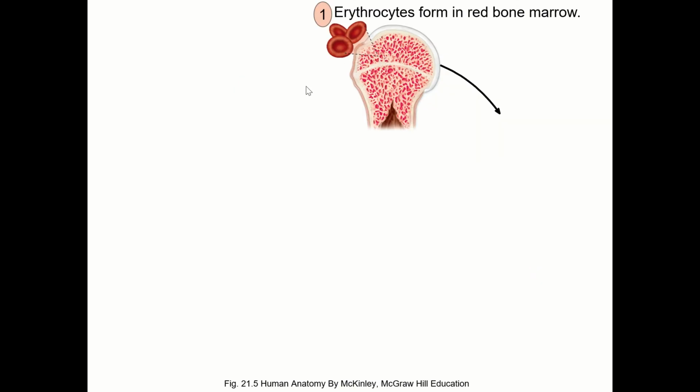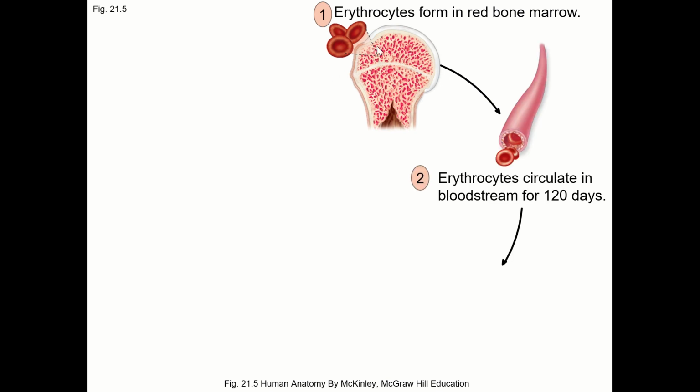Now, your red blood cells, your erythrocytes, like all of your blood cells, are formed in bone marrow, which is these cellular structures inside the spongy bone, inside your bones. We'll come back to that when we do the skeleton. They only circulate for about 120 days in the bloodstream because they don't have a nucleus. Yeah, weird, right?